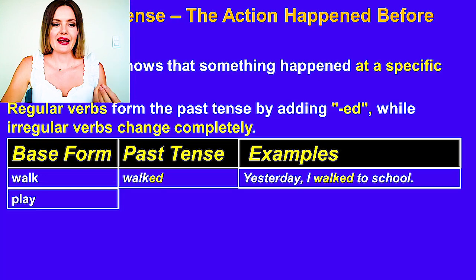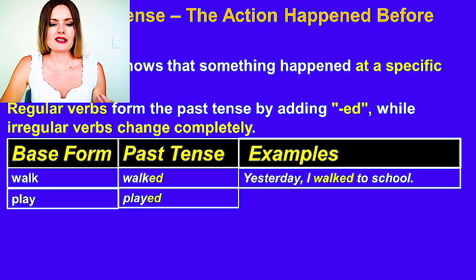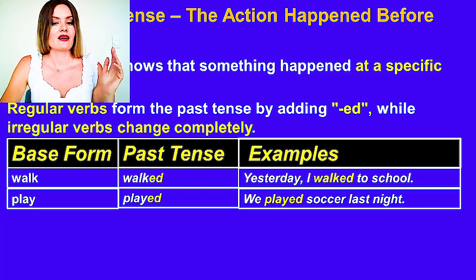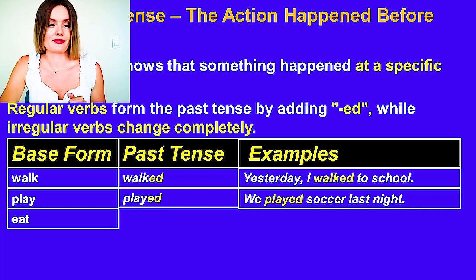Play. Play is the regular verb. To form the past tense of the regular verb, we just add the ending ed and we get played. For example, we played soccer last night.